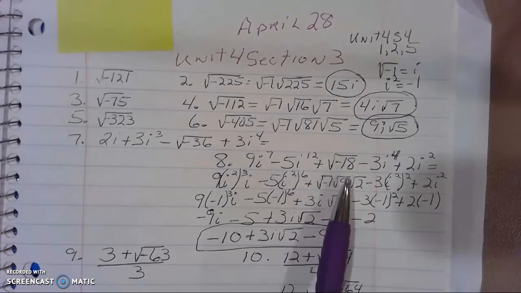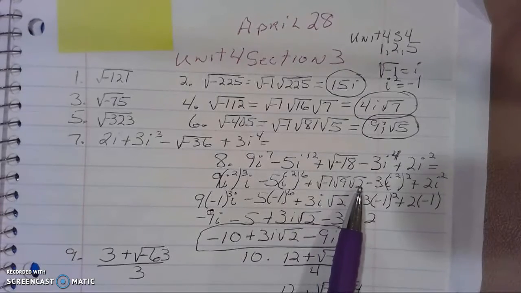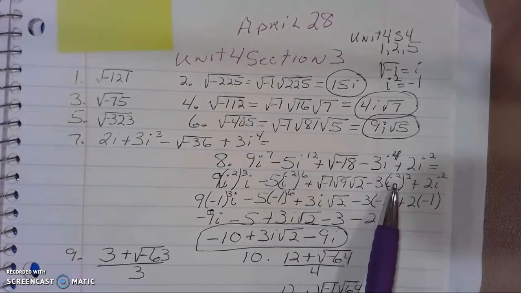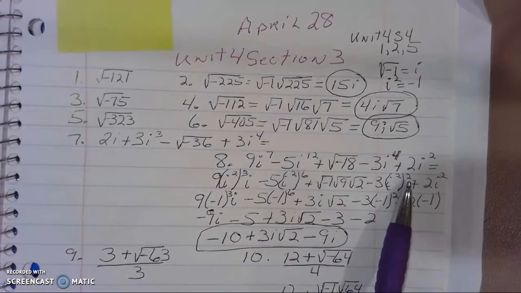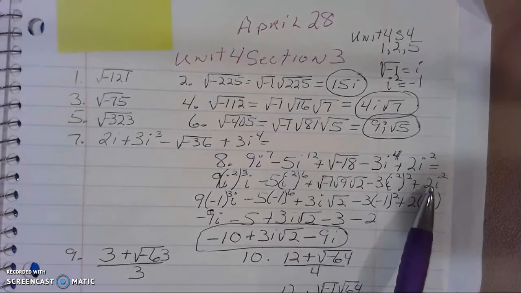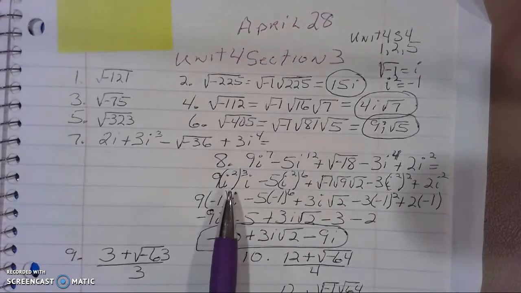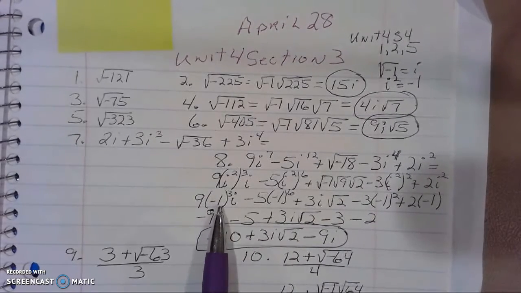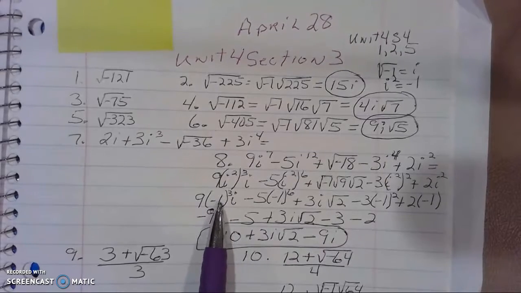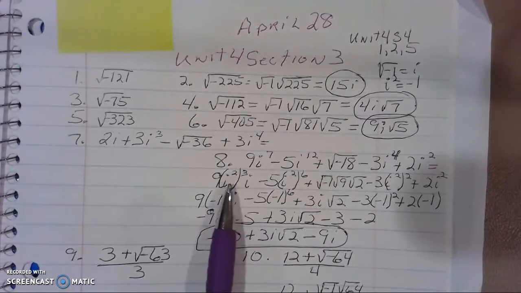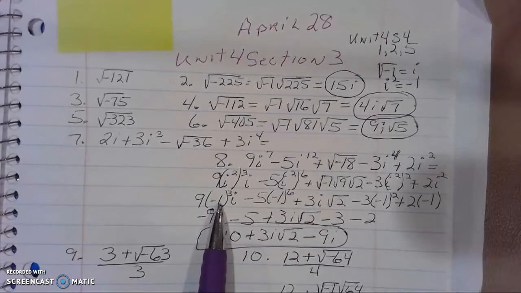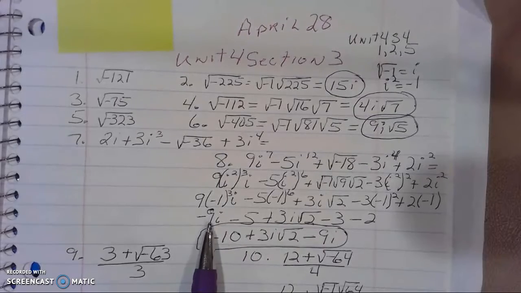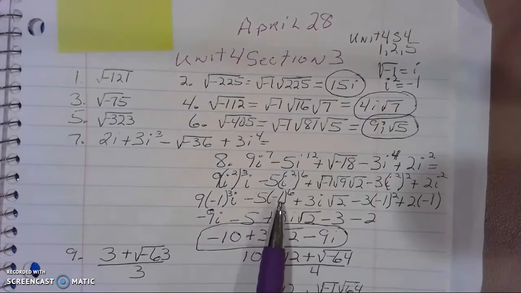Then break down the square root of negative 18: square root of negative 1, square root of 9 and 2. Then i to the 4th is i squared squared. Then 2i squared. Every time there's an i squared, I put negative 1 in. The first one, negative 1 is cubed because I put it in there. Negative 1 cubed is negative 1, so this is negative 9i.